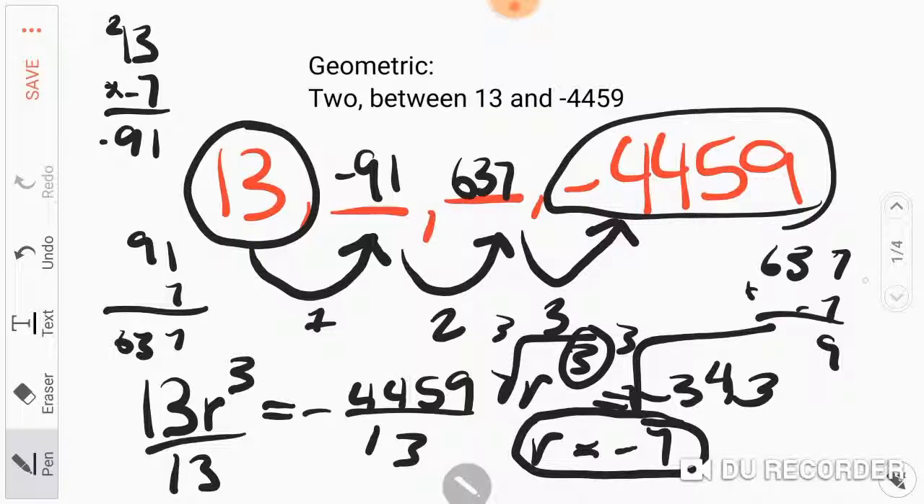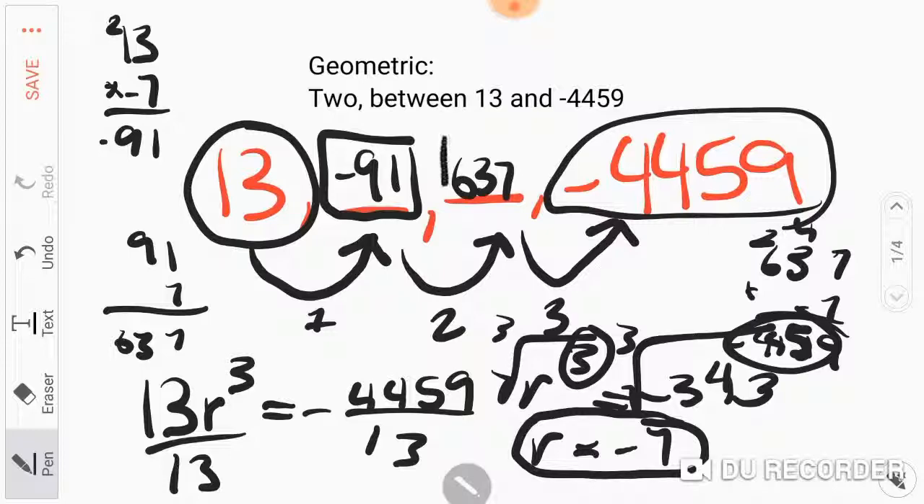And then just as a final check, we could take 637 and multiply it by negative 7 and see if we get negative 4,459. So we get... whoopsies, should be 5. Should be 2. And we do get negative 4,459. So we know this is correct. So the next 2 terms in this sequence would be negative 91 and 637.